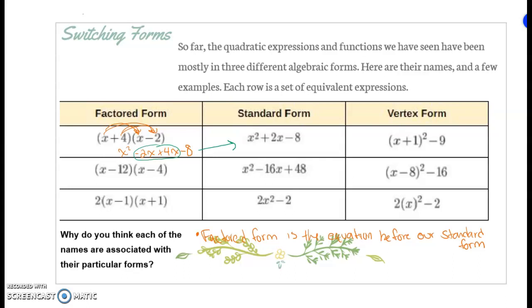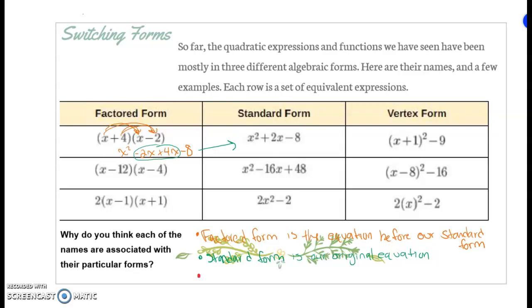So, factored form, think about it as before we FOIL or distribute, that factored form is what's going to also be our standard form, just before you factor it out. Our standard form is the equation that we're going to be using throughout to graph parabolas. And if you wanted to write this in a different way to help you remember, that's totally fine. Remember, these are your notes.